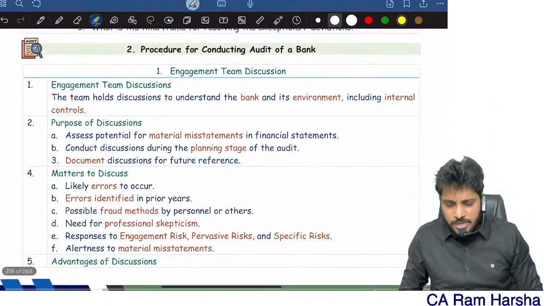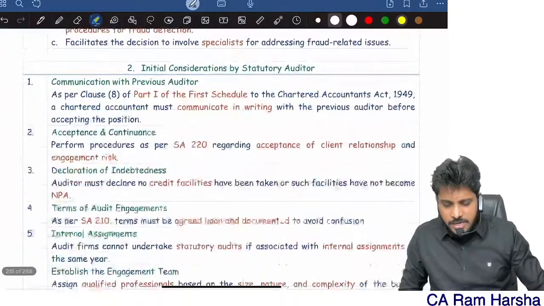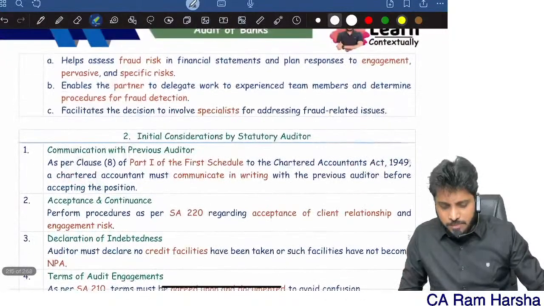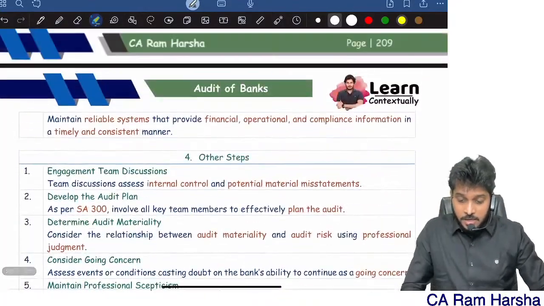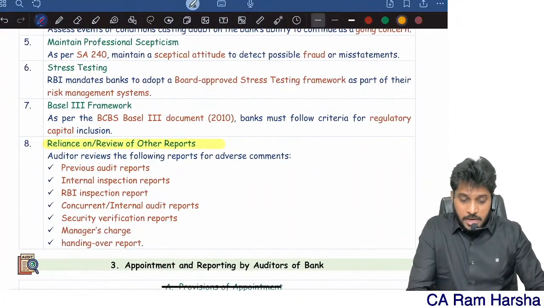This point is not relevant. Procedure for conducting bank audit is also not relevant. It's not that important at all. Then, reliance on others' reports.